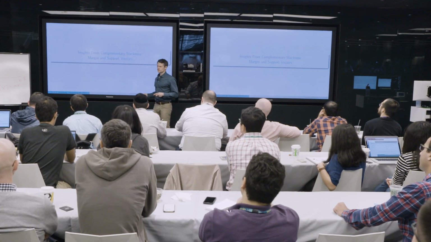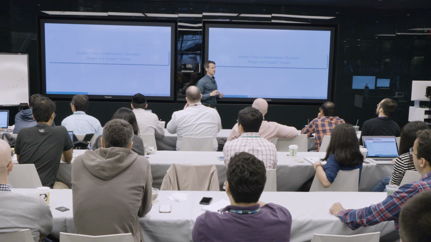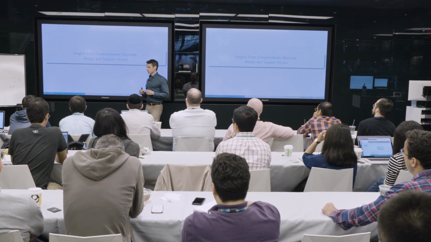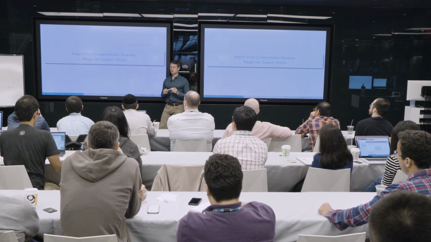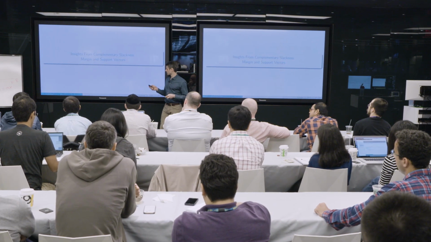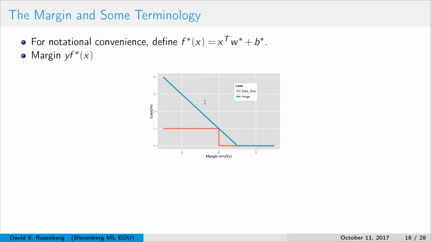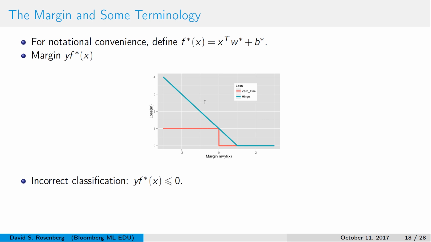All right, so the second to last thing we're going to look at is insights we can get from the complementary slackness conditions. And this will be fun. You can just read them out from the complementary slackness conditions if we set things up right. So let's introduce f star of x as this affine function that gives our prediction corresponding to the optimal w star and b star.